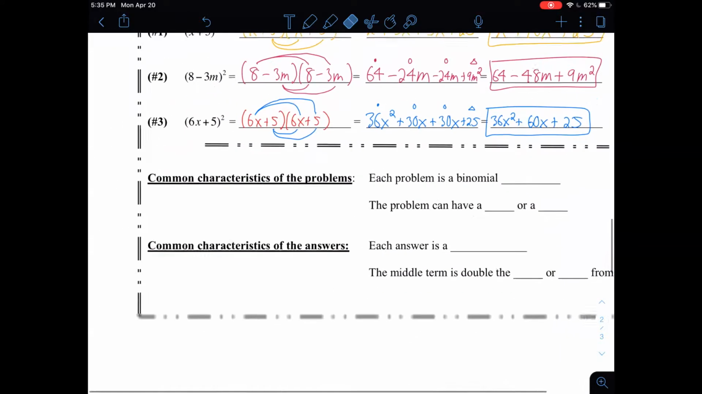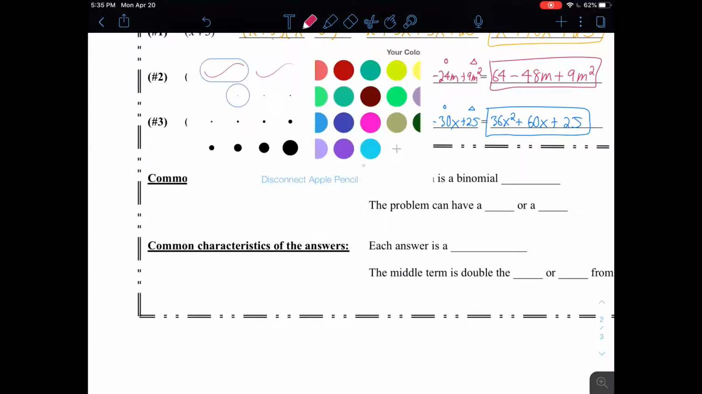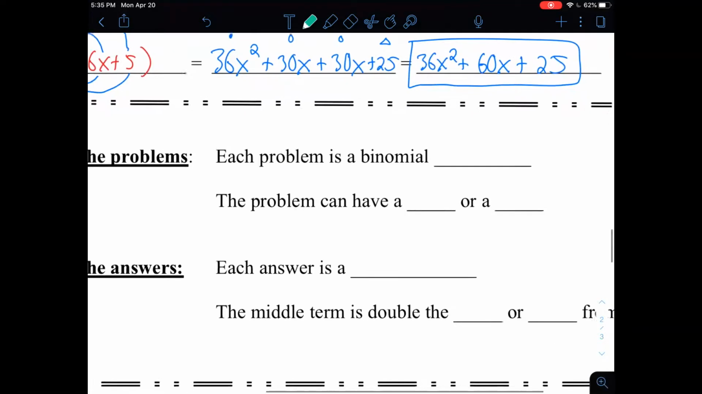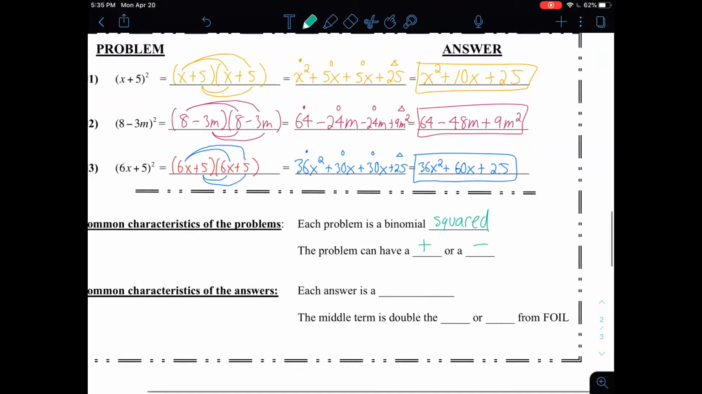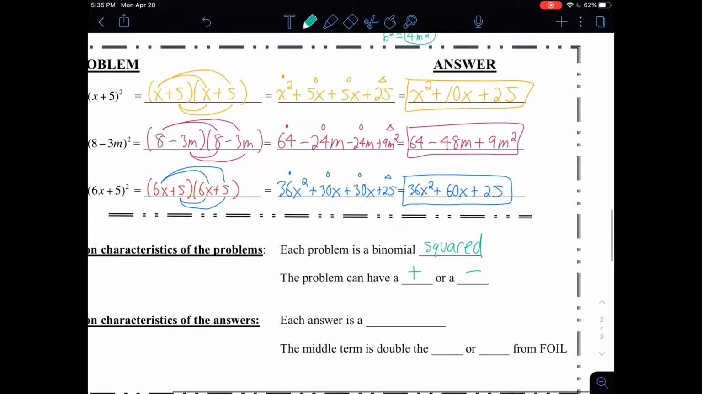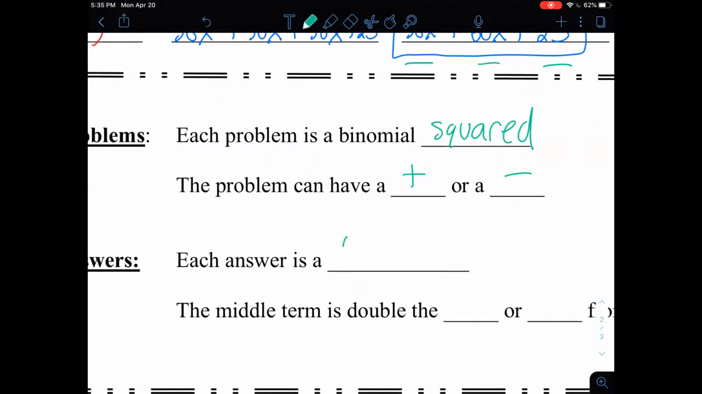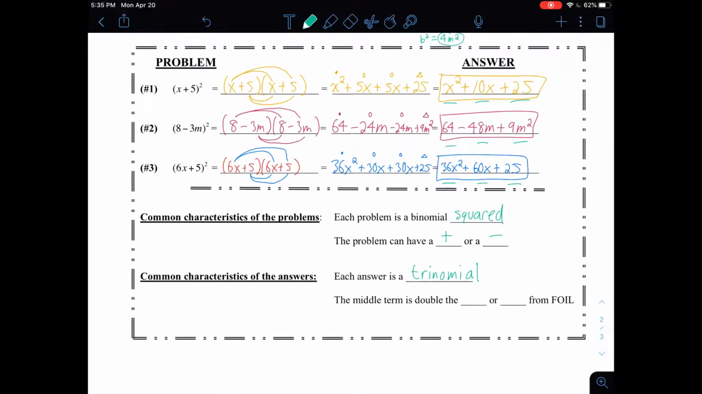So, common characteristics of the problem. Each problem is a binomial squared. Binomial what? A problem can have a plus or a minus, can have a what? And then each answer, how many terms do we have here? I see 1, 2, 3, 1, 2, 3, 1, 2, 3. If those all have 3 terms, what's it called with 3 terms? It's called a trinomial, hopefully you said. It's important to know those things, okay?